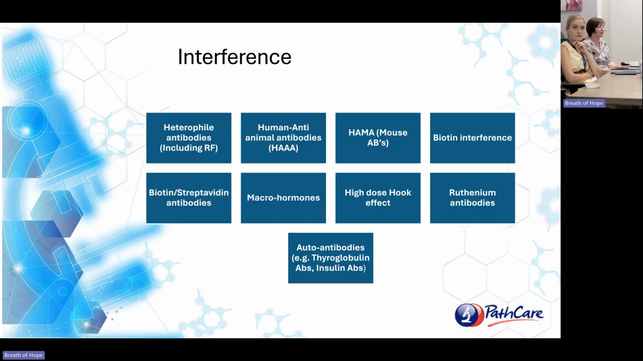So looking at the different categories of interference, which I will discuss further, we are looking at heterophile antibodies, and one needs to remember that this includes rheumatoid factor. We're looking at human anti-animal antibodies, human anti-mouse antibodies, biotin interference, biotin and streptavidin antibodies, macrohormones, high-dose hook effect, ruthenium antibodies, and then other autoantibodies, for example, those that we see against thyroglobulin and insulin.